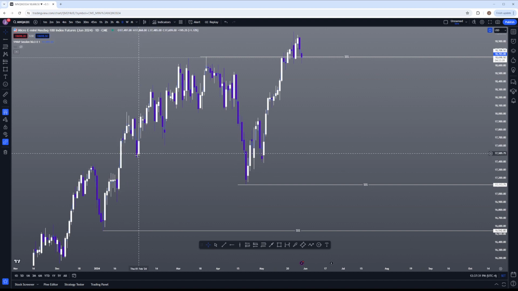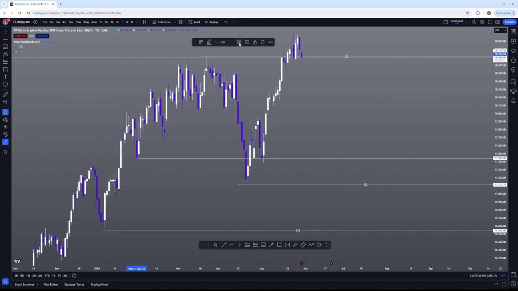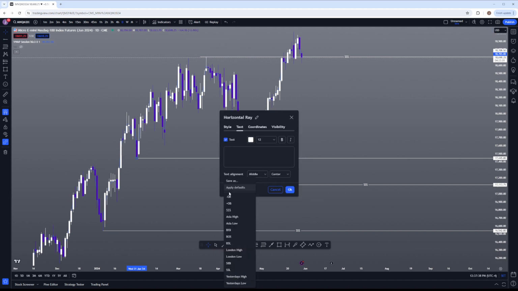Okay, we see like a little swing low here, right? So that could have been, that's a sell side liquidity level as well. And look how price targeted that level right here.